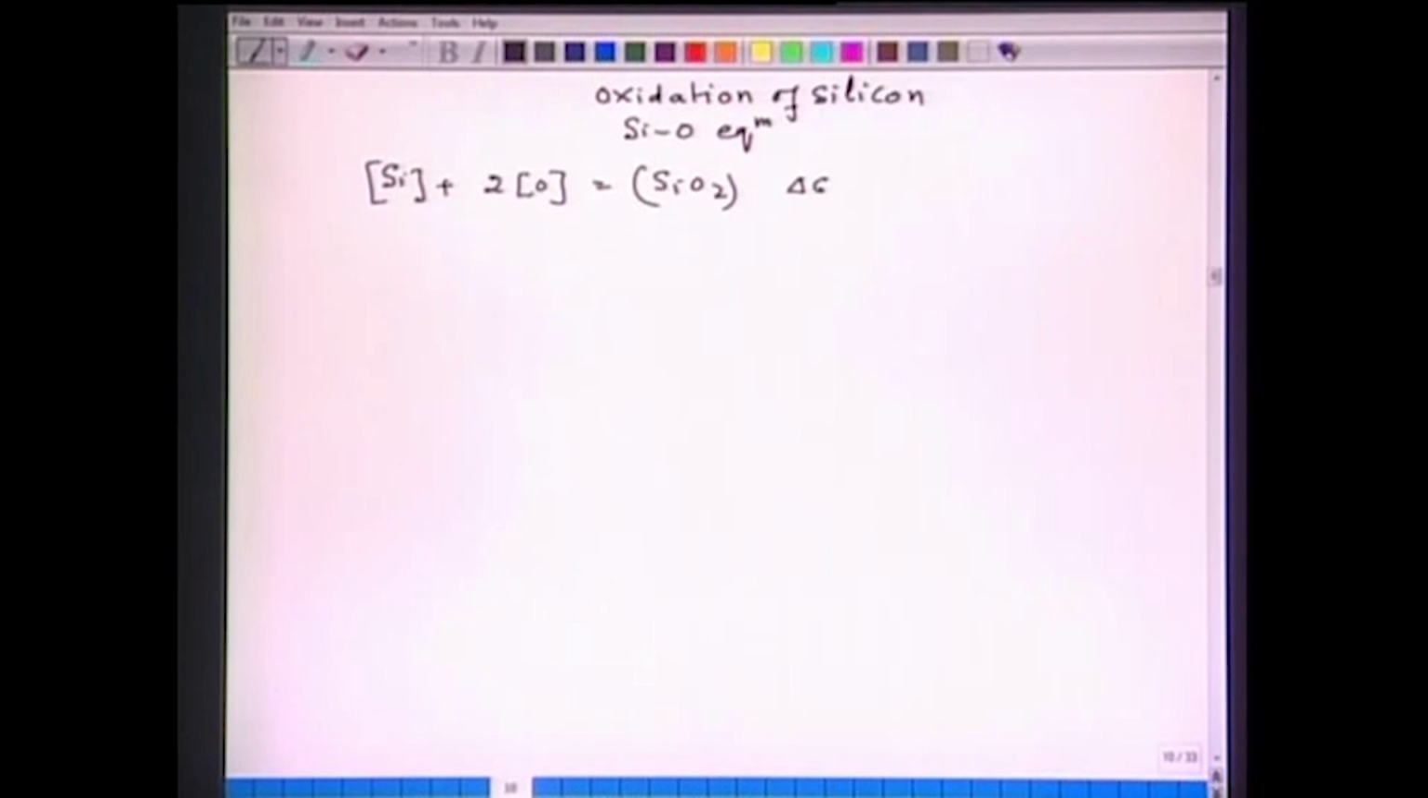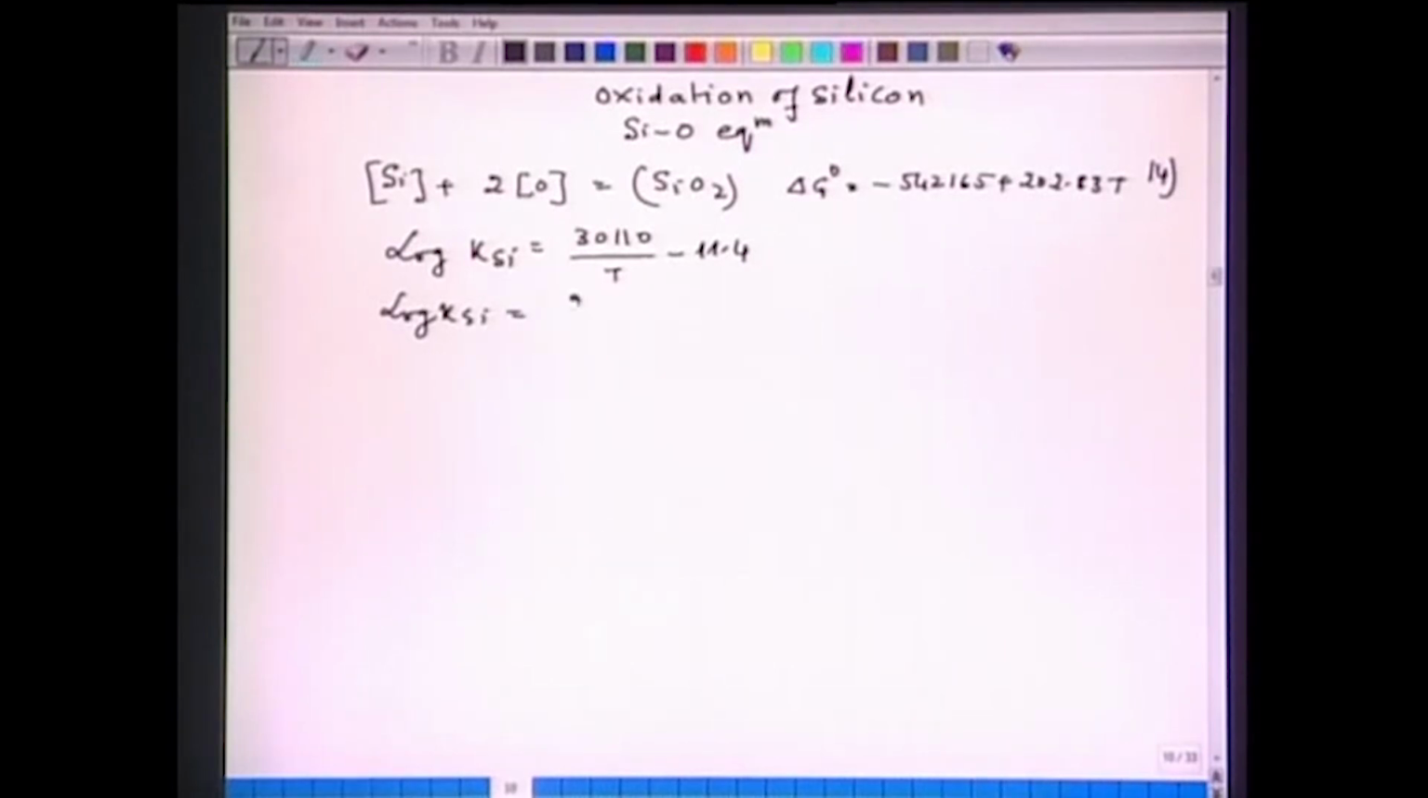Delta G naught, the value is minus 542165 plus 202.83 T. Now, this is equation number 14. Now, remember, this reaction is highly exothermic in nature. Now, about log of K silicon, that is equal to 30,110 upon T minus 11.4.